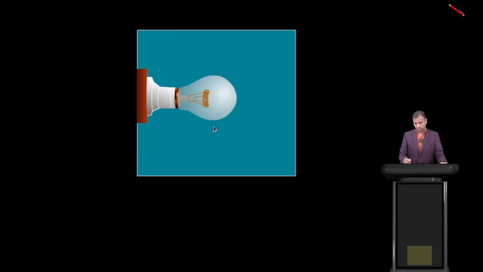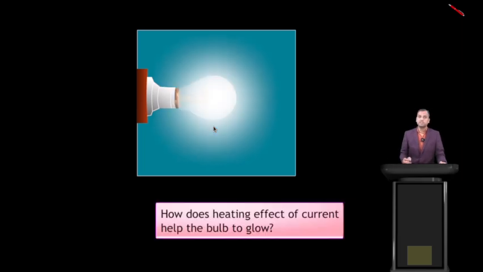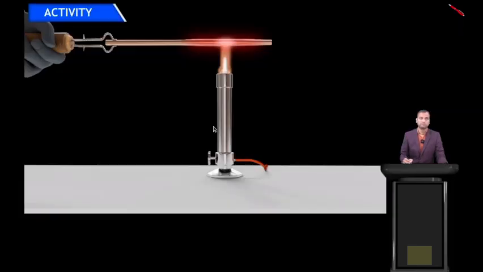Okay, here again you can see there is an electrical bulb. How does the heating effect of current help the bulb to glow? Here we can see that if any material or metal is heated to a high temperature, it produces heat and light also.